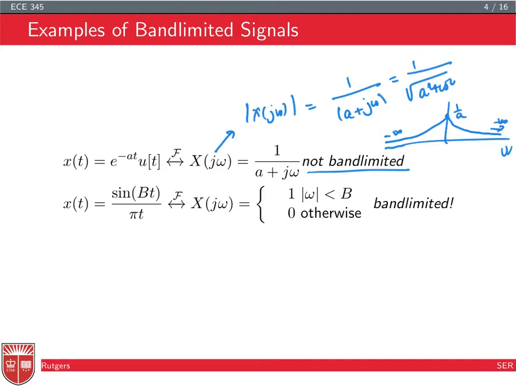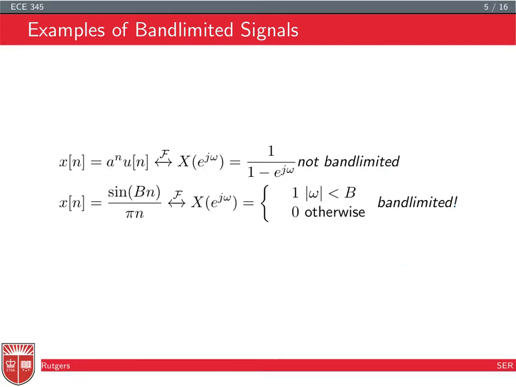Whereas if you take x of t equal to sine Bt divided by pi t, then you know, hopefully by now, that in the frequency domain this is a low-pass filter. This is basically the impulse response of a low-pass filter that cuts all frequencies that are above B. So in the frequency domain, maybe this is the simplest example of a band-limited signal, and it's going to look something like this. It's going to cut everything that is above B and below negative B, and so it is band-limited.